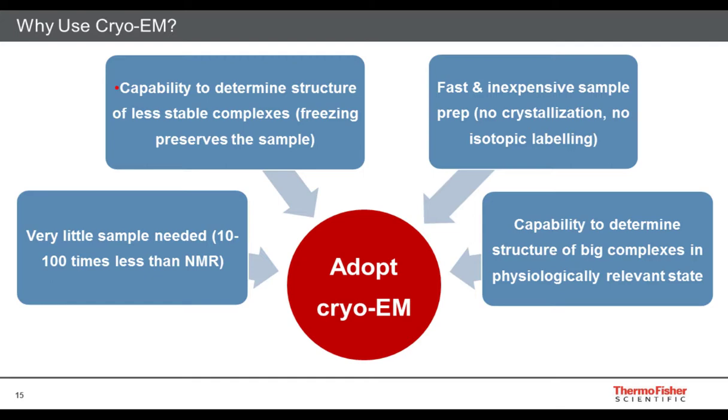Secondly, if you do Cryo-EM, there is no need to first create a crystal or do an isotopic labeling like you need to do for NMR. In principle, it's just a matter of getting the protein purified into the proper concentration and then vitrified by using liquid ethane and propane.